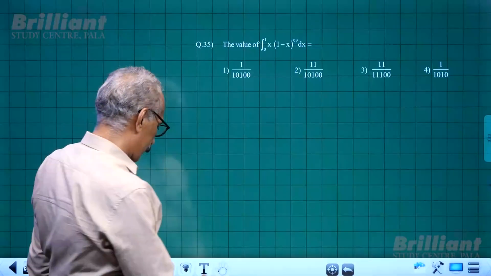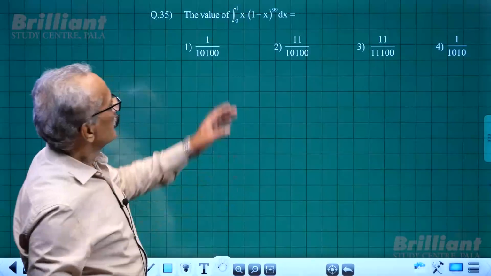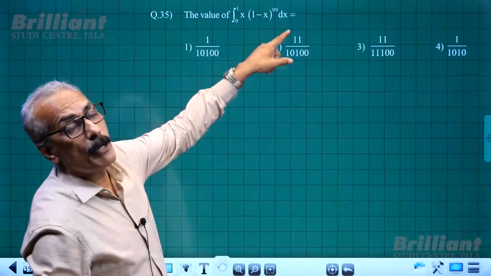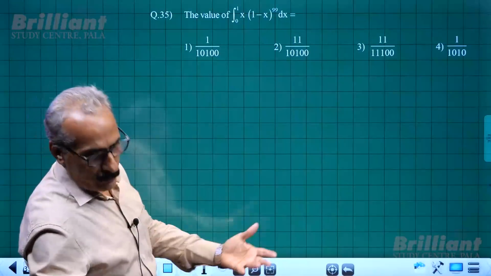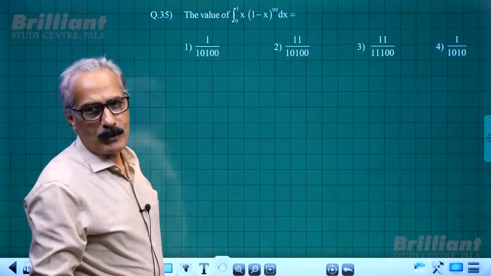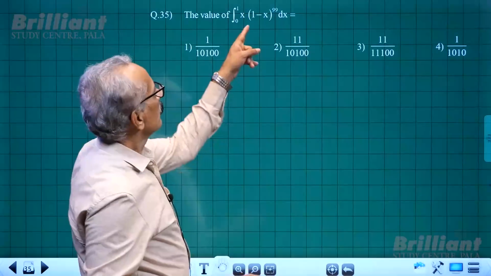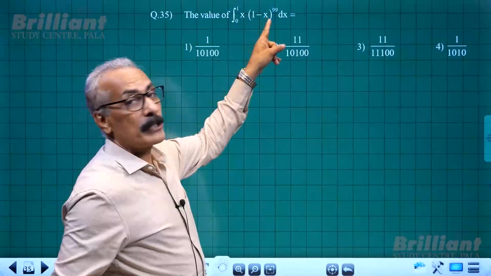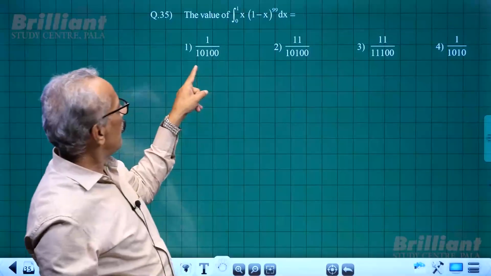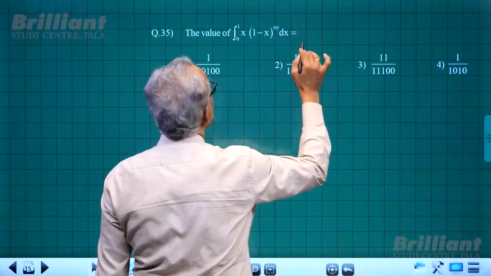The value of another important question, you have to keep it in your mind. It can also be generalized: integral 0 to 1, x into 1 minus x to the power 99, or say 2023. The answer is 1 divided by n plus 1 into n plus 2. So, this answer will become 1 divided by 100 into 101. That will be the answer. We'll solve now.